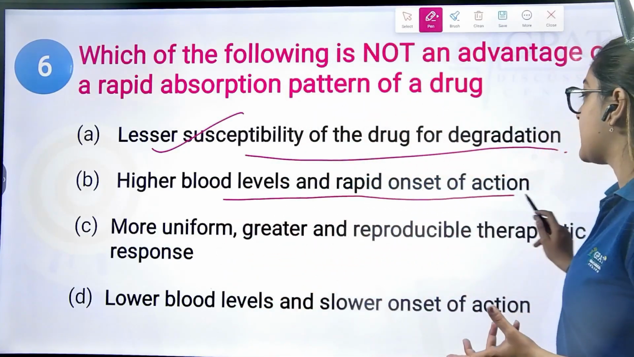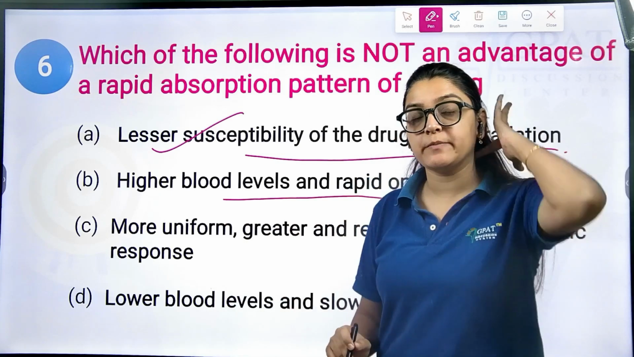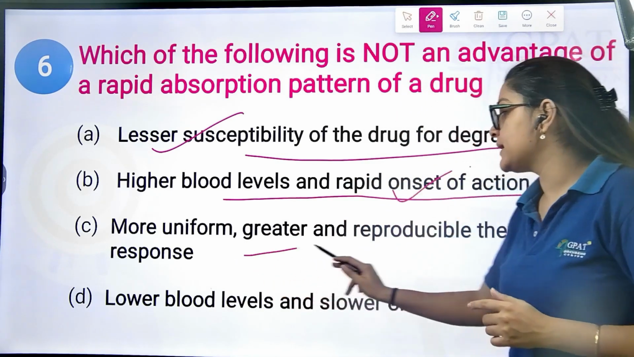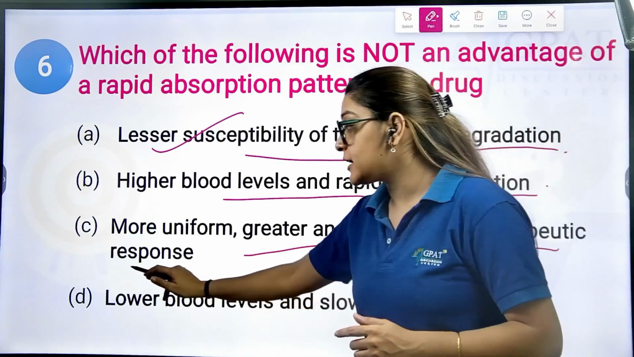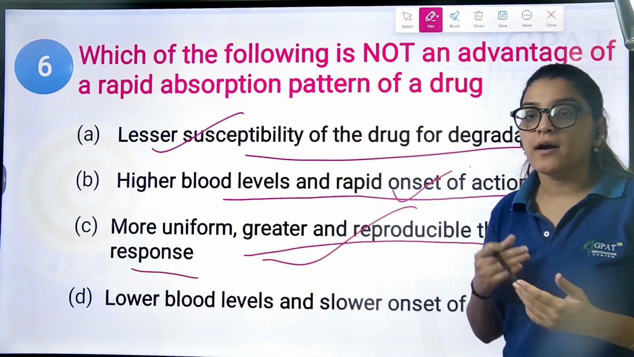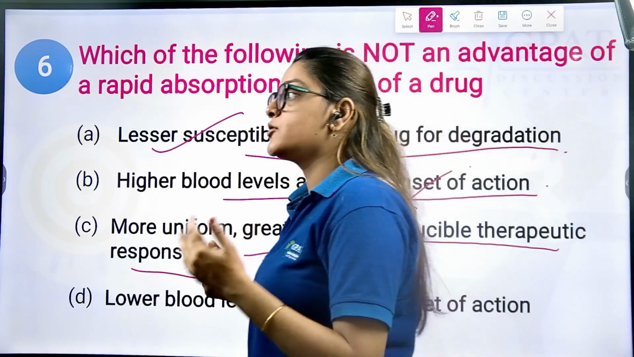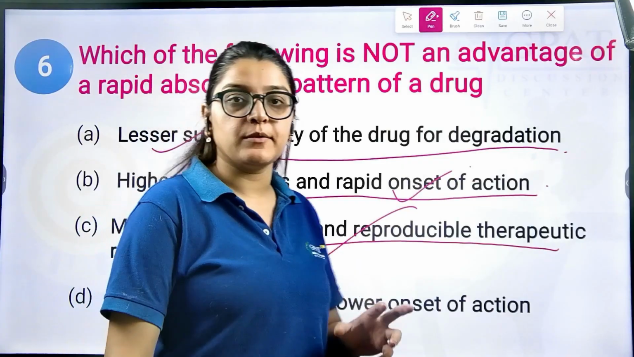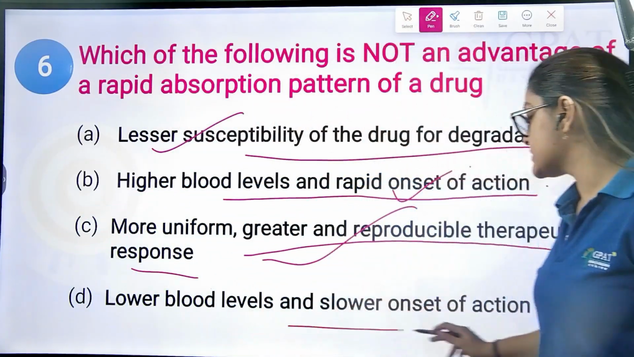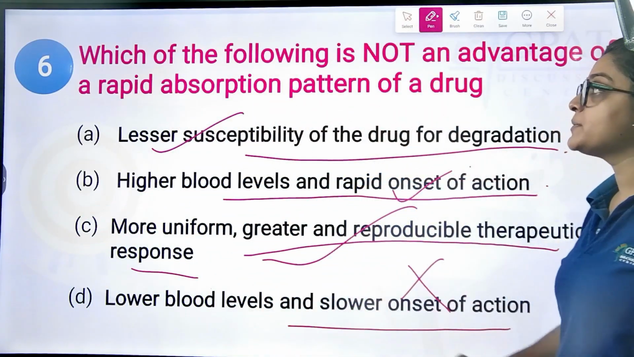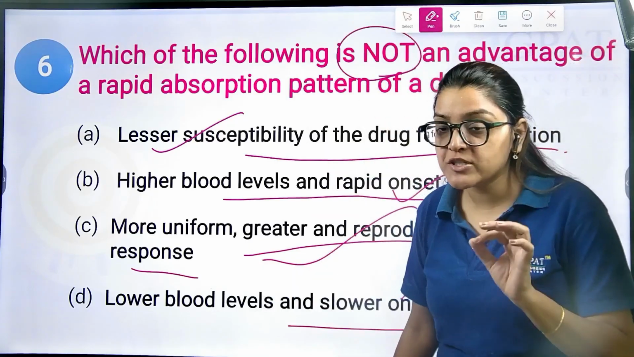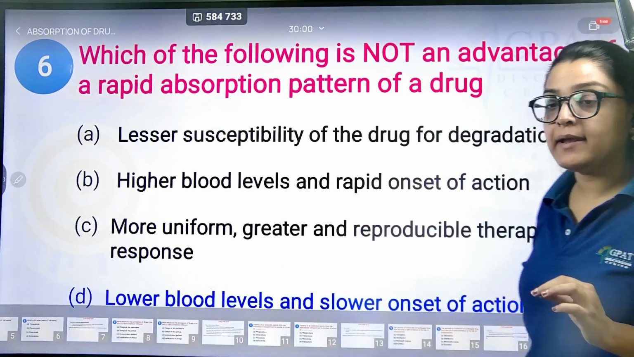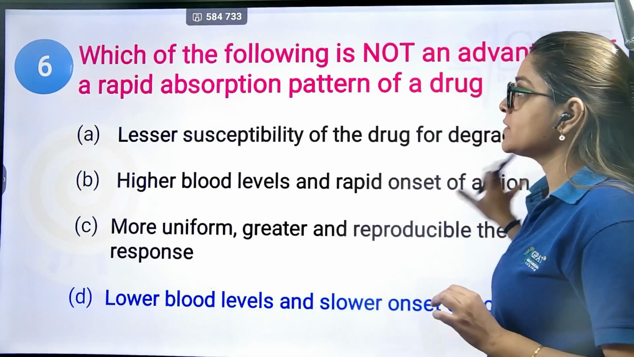Higher blood levels and rapid onset of action. Obviously, the absorption is being quicker, so the onset of action will also be quicker, right? More uniform, greater and reproducible therapeutic response. This is also fine because the absorption has been rapid. There will be a uniform absorption, so the rapid onset of action as well as the therapeutic response will be fine. So lower blood levels and slower onset of action. This would be the correct answer because they have asked which of the following is not an advantage. So we know option D is not an advantage. Okay. Next.